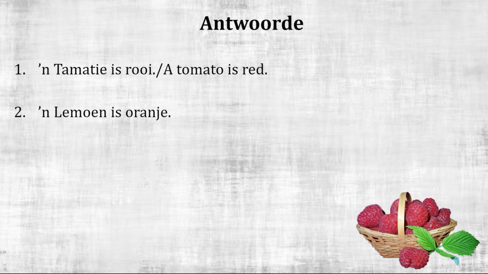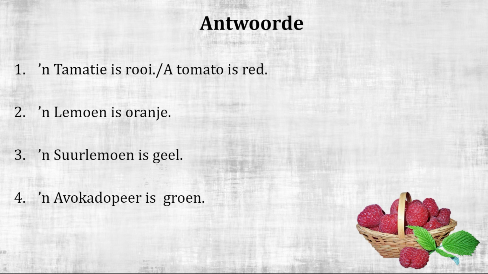'n Lemoen is oranje. An orange is orange. 'n Suurlemoen is geel. 'n Avokado peer is groen. 'n Piesang is geel.